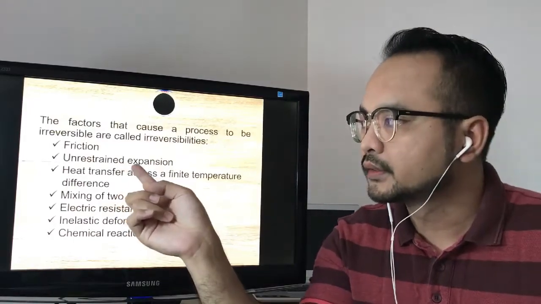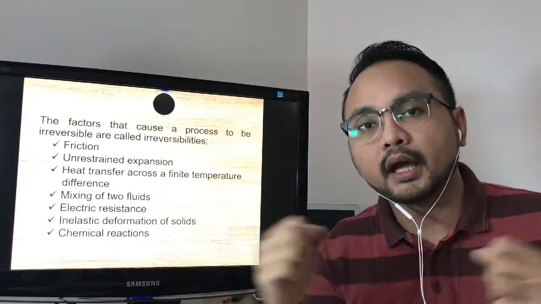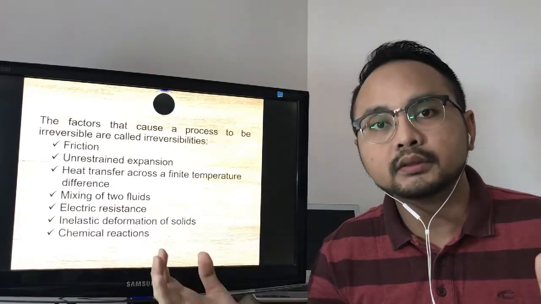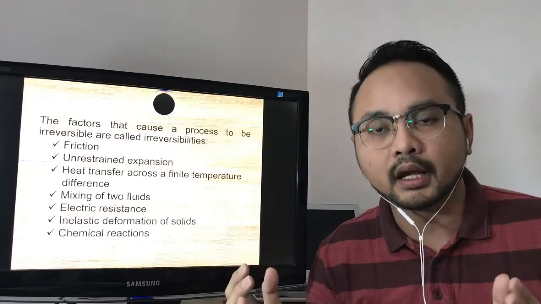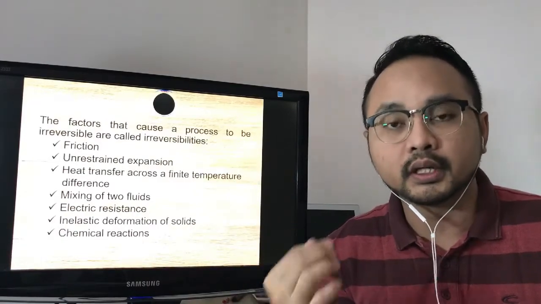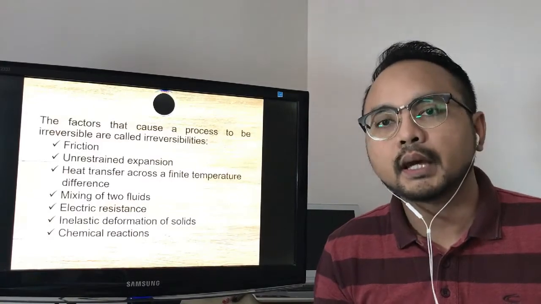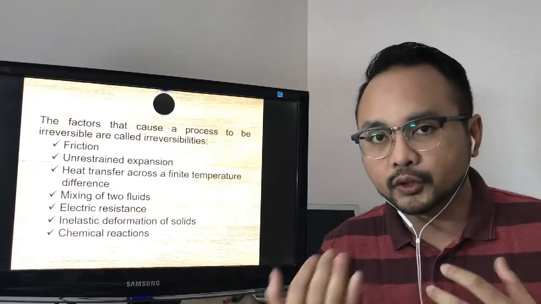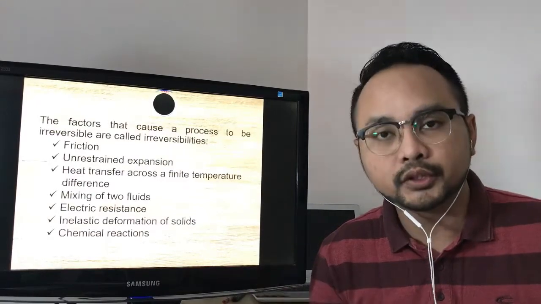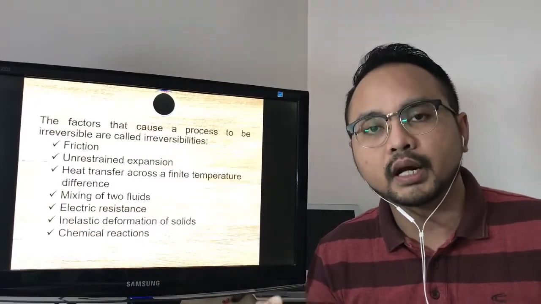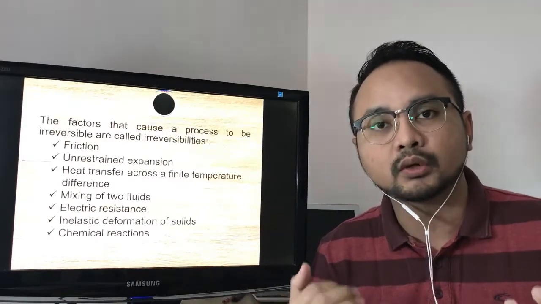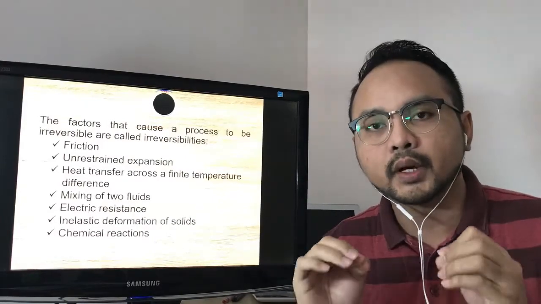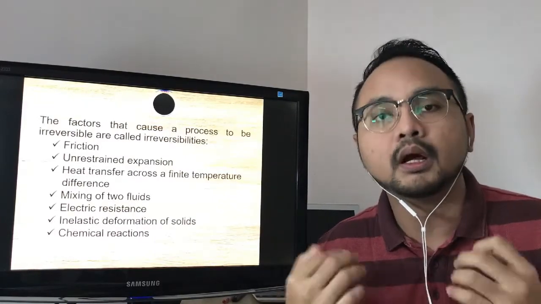Same goes for unrestrained expansion. We have a spring and we pull it until it exceeds its limitation. That spring will not come back to its original length, so that spring is also undergoing an irreversible process. And even chemical reactions: we react reactant A and reactant B, and lastly it will produce product C. If this product C cannot be reversed back into its constituent reactants, reactant A and reactant B, then this chemical reaction is categorized as an irreversible process.